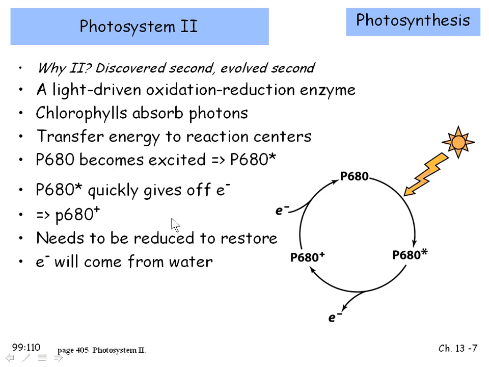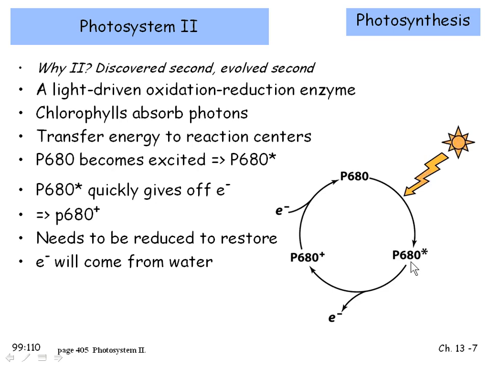And what it's going to be able to do is to be an enzyme that can do a light-driven oxidation reduction. The chlorophylls absorb the photons, and they transfer that to reaction centers. And the reaction center in photosystem 2 is called P680, which stands for pigment that absorbs strongly at 680. And P680 has the special unique properties that are needed to do the next steps. When the energy gets to the P680, it becomes excited. Here's an excited P680. It's very excited.